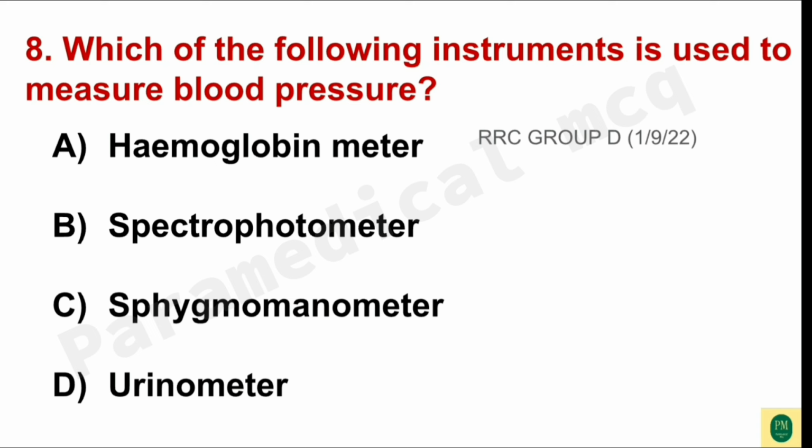Which of the following instruments is used to measure blood pressure? Option A: hemoglobin meter. Option B, spectrophotometer. Option C, sphygmomanometer. Option D, urinometer. The correct option is option C, sphygmomanometer.